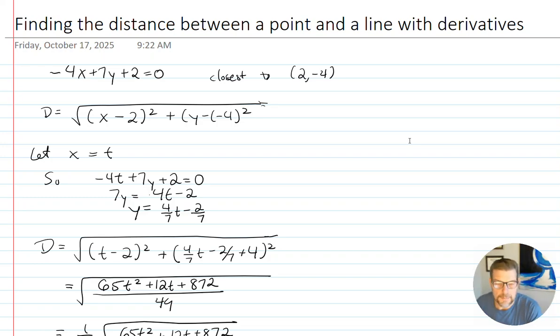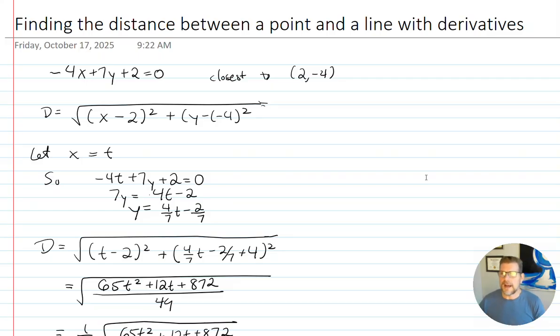Hey folks, I had a question from one of the students and I wanted to actually go through this. This is a good example of something where we're using the principles of minimization and maximization, that is taking the derivative, setting it equal to zero, using our critical points. It should look very familiar, because we're really going to use more Calculus 1 stuff along with parametrization. We're going to be finding the distance between a point and a line using derivatives.